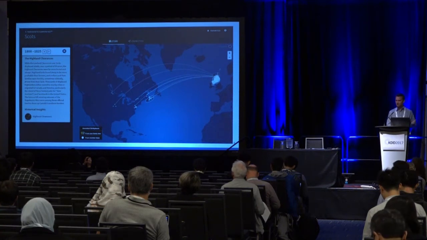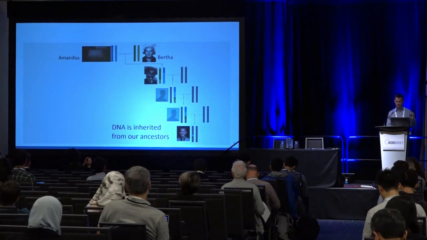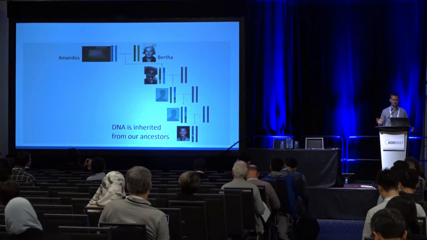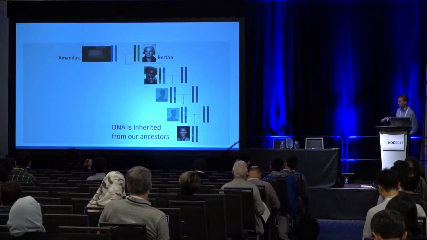Now, the reason why we can do this, and let's start with the motivation on how this is all going to work, is because we inherit DNA from our ancestors. So let's start with a little toy example here. I'm here at the bottom, and these two lines next to me represent my genome that I've inherited from my ancestors. We all get our DNA from our ancestors, half from mom, half from dad.